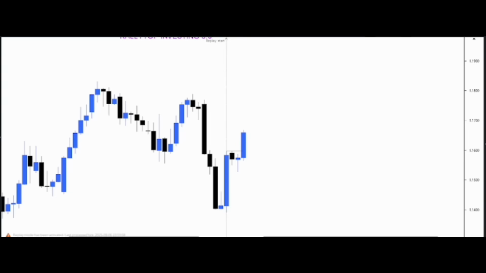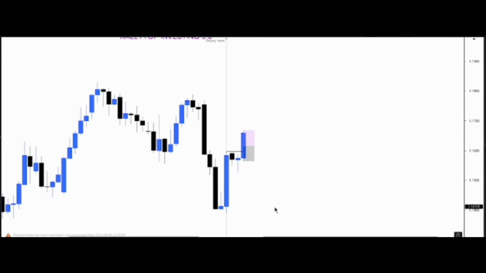So what do you do? Now you can pick a fib tool. I use the fib tool. You mark it out from the high to the low of that candlestick on the 6th of August. Remember, we want to buy on the 7th of August, not sell.